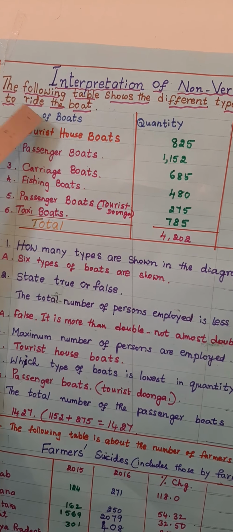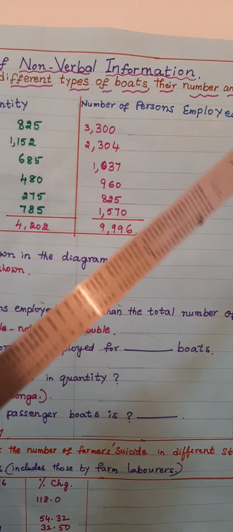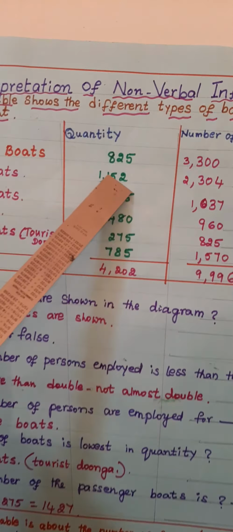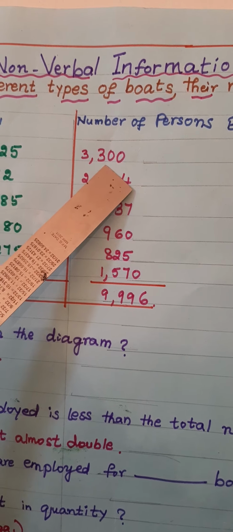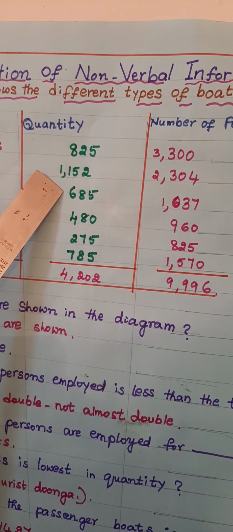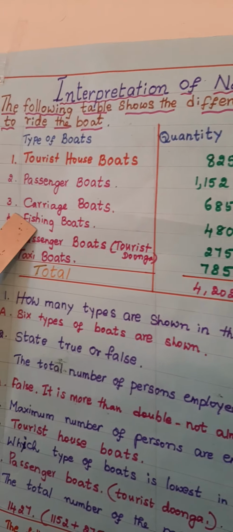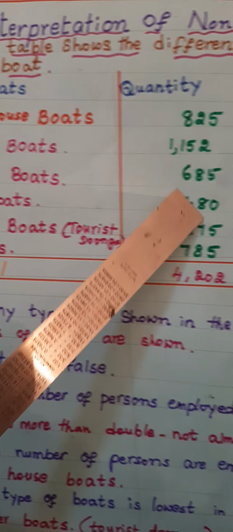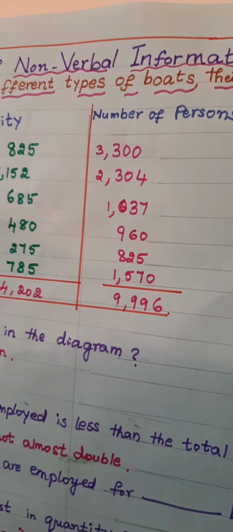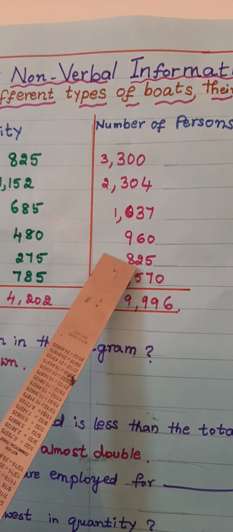Now, the first column is type of boats, the second one is quantity, and the third one is number of persons employed. In types of boats, the first type is tourist house boats, quantity 825 and number of persons employed 3300. Second, passenger boats, quantity 1152 boats and persons working 2304. The third type, carriage boats, 685 boats and persons employed 1037. Fishing boats, 480 boats and persons employed 960.